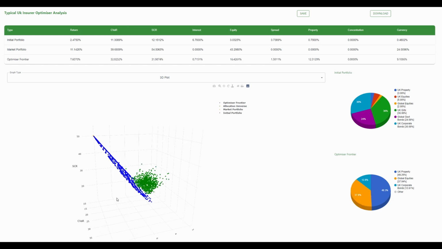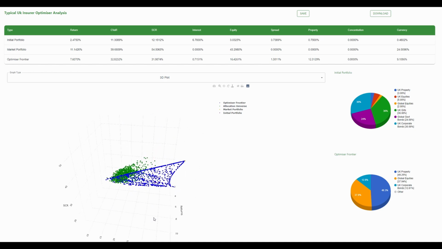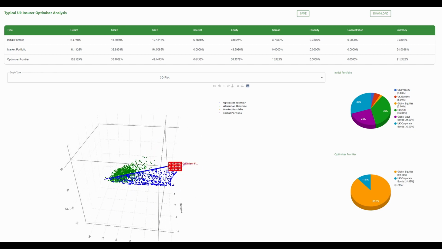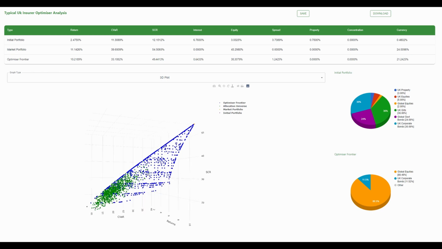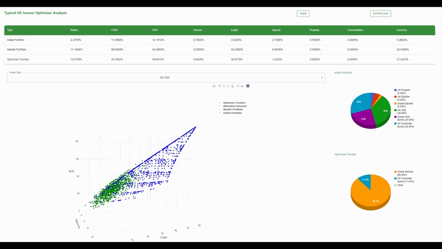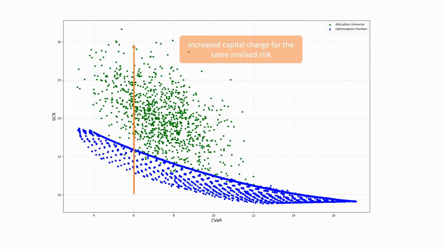The solvency capital ratio is designed to estimate the conditional value at risk at a specific confidence level set at 99.5%, equivalent to the 0.5% quantile. However, when we plot the solvency capital ratio against this CVAR value, we can see that there are examples where portfolios with low CVAR may exhibit higher capital charges and vice versa.